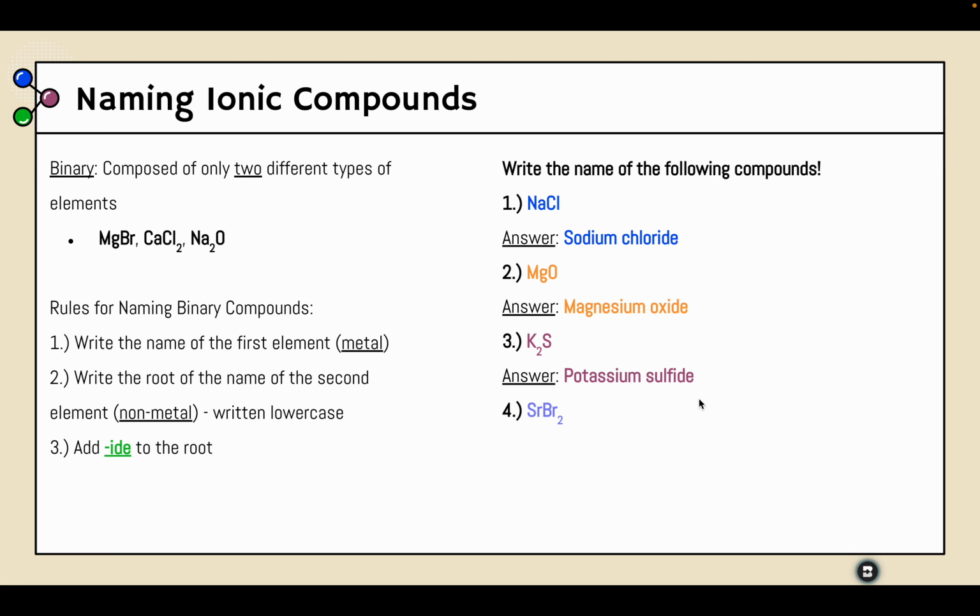And lastly, we have strontium. This is kind of a fun one to pronounce. Strontium, and then we have bromine. If I combine those and I change the root of my nonmetal, in this case bromine, it becomes strontium bromide. All right. So that is naming ionic binary compounds. We're going to pick up the next lecture video talking about ternary.